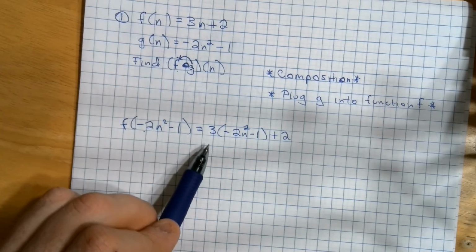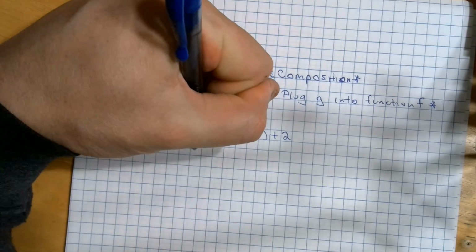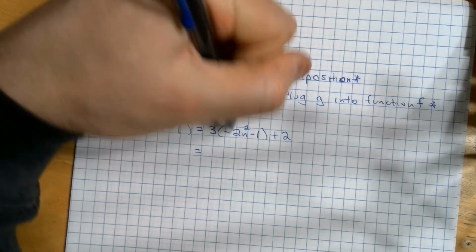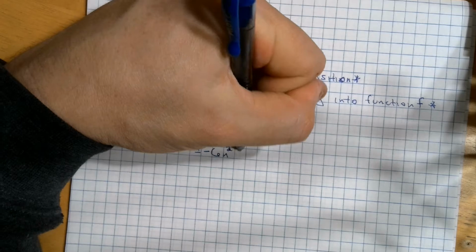All right, all we have to do now is take all of this and clean it up and simplify it. And so in order to simplify it, we do our distributive property and we get negative 6n squared minus 3.